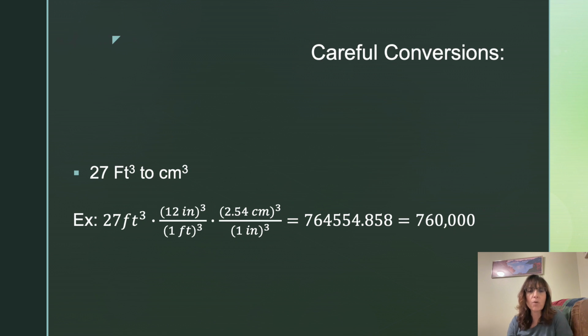Then the next conversion, 1 inch is 2.54 centimeters. But again, you have to cube both values or you will not get rid of the label and get centimeters cubed. Now you notice we get this pretty ugly number. And why did I round it to 760,000? Well, go back to the beginning. 27. 2 sig figs. Your answer will have 2 sig figs.